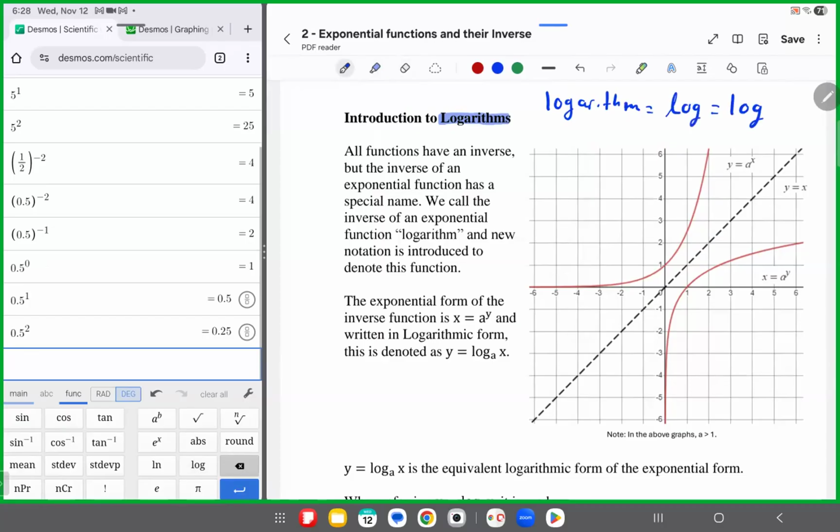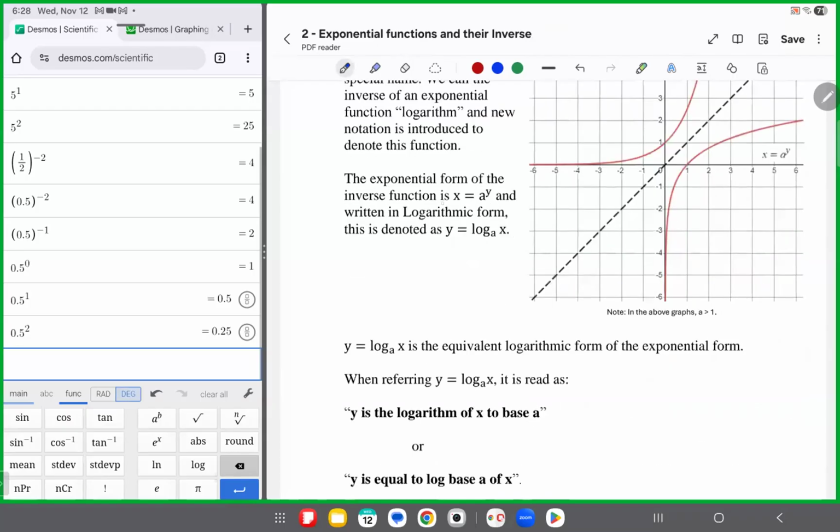Okay. So all functions have an inverse, but the inverse of an exponential function has a special name. We call the inverse of an exponential function a logarithm, introduced to denote this function. So the exponential form of the inverse is x is equal to a to the power of y. That's really clunky notation, just because typically we like defining equations in terms of y depending on x, not x depending on y. But we can write the logarithm as y is equal to log base a of x.